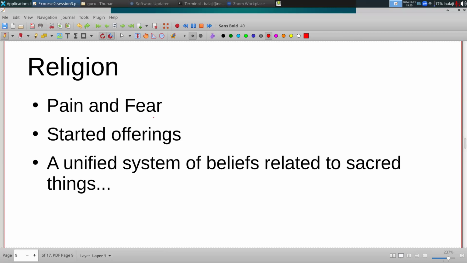So what could be the origin of religion? A lot of anthropologists and sociologists say that pain and fear could be one major cause, right? Why the pain and fear could be the major cause is that in the olden days, when even survival itself was a problem, suddenly one day some lightning happens in the forest and it all burns, right? Or continuously rains come and then there's a flood, right? People may get killed.